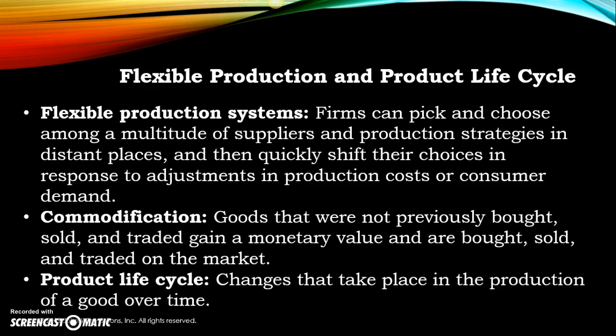Okay. With that idea of flexible production is also what's called a product life cycle. And the product life cycle is just those changes that take place in the production of a good across time. Okay, so it's things like the different iterations of the iPod, right, that are part of the iPod's product life cycle. Okay. Increasingly, what we've seen with these flexible production systems, with changes in the product life cycle, with more and more development, comes what's called commodification. And this is the idea that goods that were not previously bought, sold, or traded gain a monetary value, and now they are bought, sold, and traded, right?